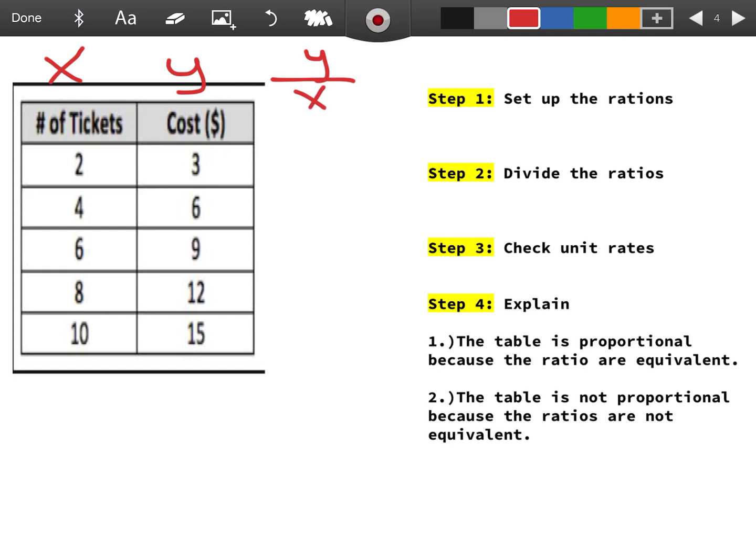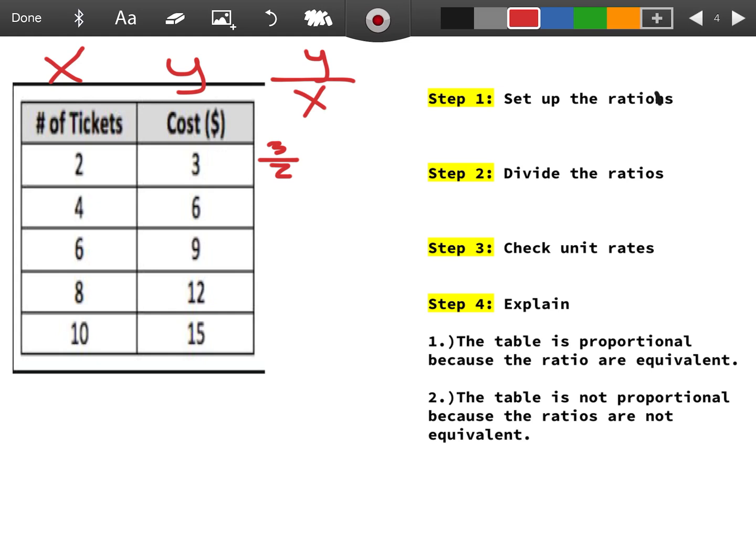Let's look at our steps. Step 1 says to set up the ratios. So if we look at my table, we're going to set up our ratios. Our first ratio is going to be 3/2. The 3 is considered the Y, the 2 is considered the X. That is why we put the 3 on the numerator and the 2 in the denominator.